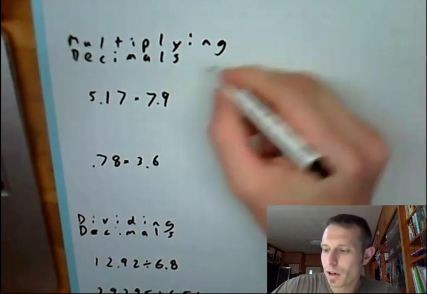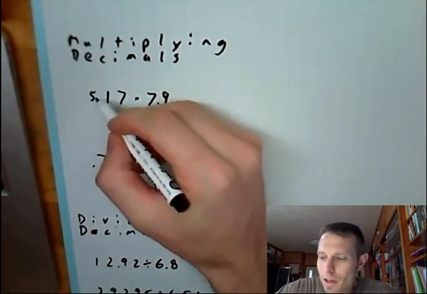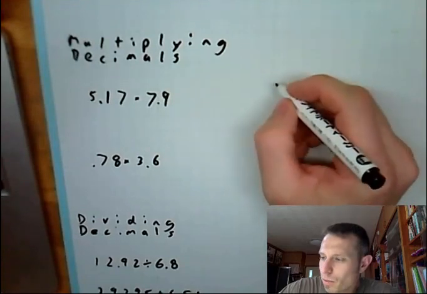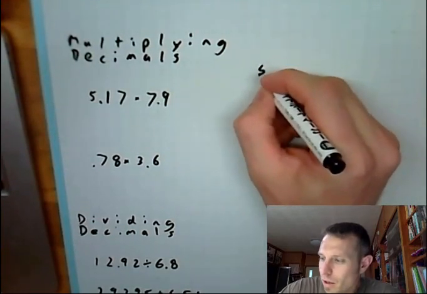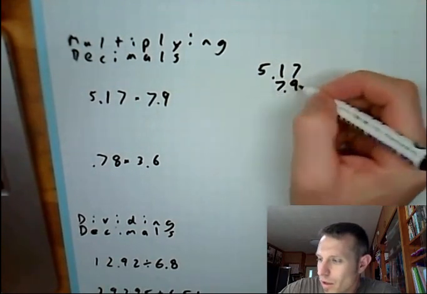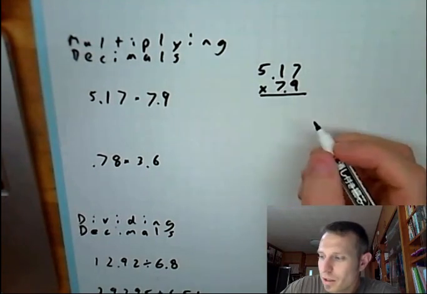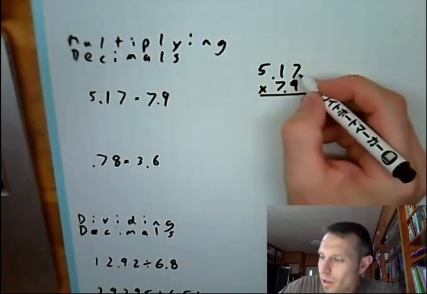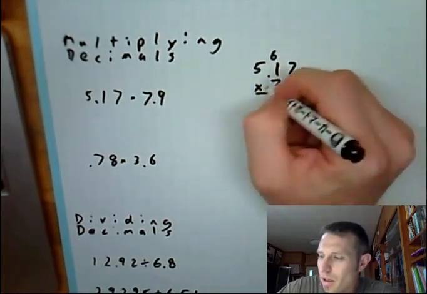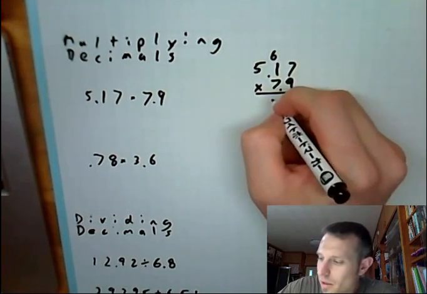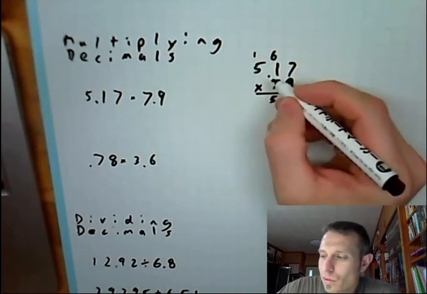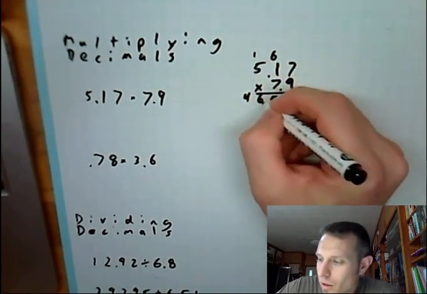So let's just do an example here. I have this problem, 5.17 times 7.9. So step one is to write this vertically. I'm just going to write 5.17 times 7.9, and I'm going to multiply this, which is step two. And so 9 times 7 is 63, and 9 times 1 is 9, plus 6 is 15, and 9 times 5 is 45, plus 1 will give me 46.